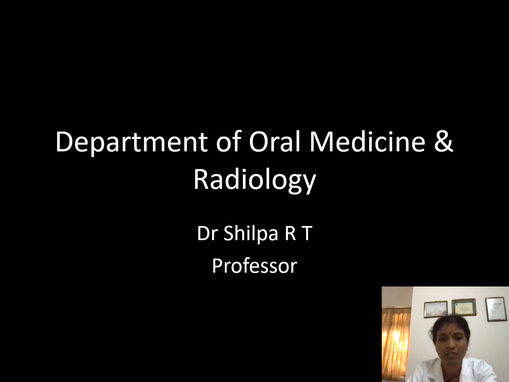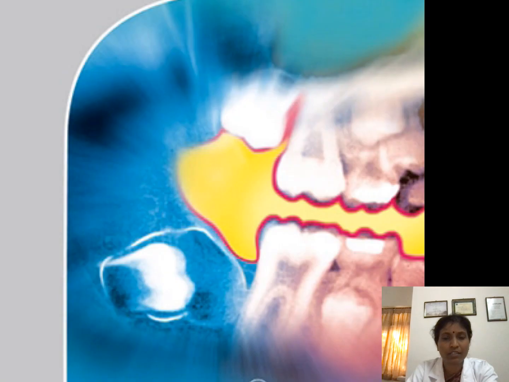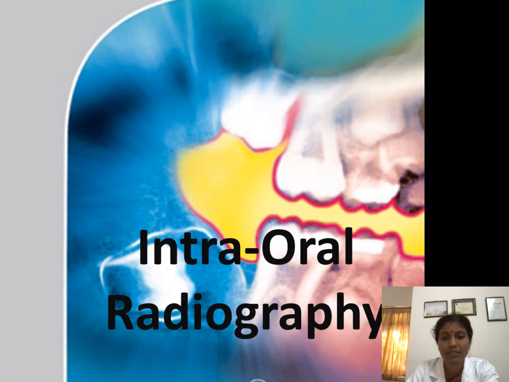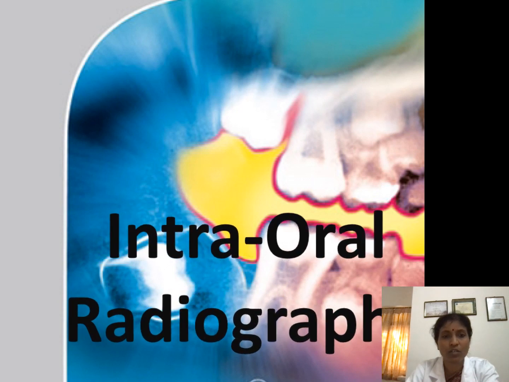Good morning, everyone. So today's topic of discussion is intraoral periapical radiographs. Basically, dental radiographs are divided into intraoral radiographs and extraoral radiographs. In intraoral radiographs, the film or the receptor is placed inside the oral cavity and the X-ray source is placed outside the oral cavity. Intraoral radiographs are the backbone for a general dentist, which helps in proper oral management of the patient.